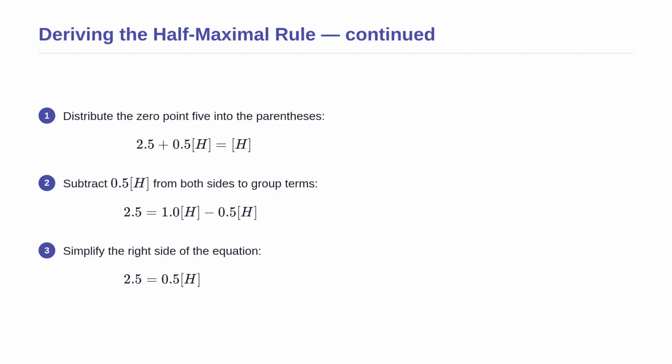Continuing with our derivation, we now distribute the 0.5 into the parentheses on the left side. Half of 5 gives us 2.5, and half of H gives us 0.5H. This expands the left side so we can start moving terms around. Next, we subtract 0.5H from both sides to group all the H terms together on the right side of the equation. Since we had one full H on the right, subtracting half of an H leaves us with exactly 0.5H. We are getting very close to isolating our target variable.